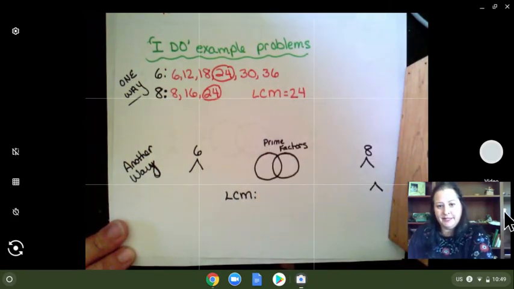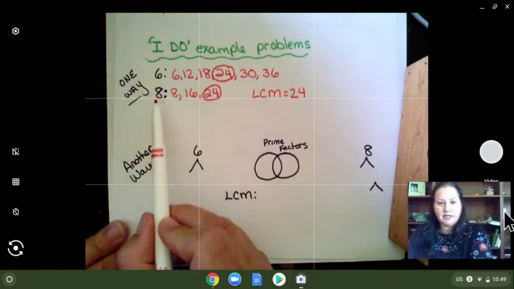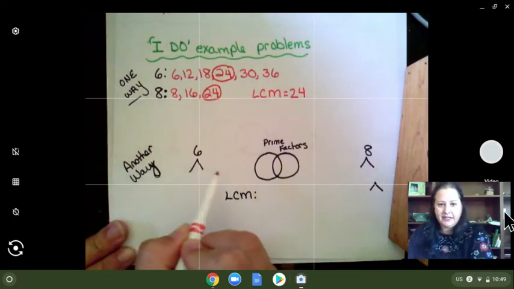But you do need to learn this way because in 6th grade, the numbers get bigger and bigger and bigger. And this way, you don't have to make lists that go on for so long. So this is the prime factorization way. Your first job is to take each of the numbers that you're finding the multiples and find their factors.